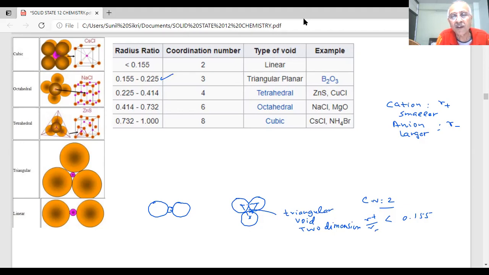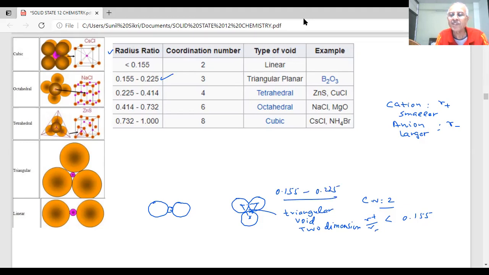The smaller ions, the positive ions, most of the time cations, if they have a radius between these two limits, then they can fit into the triangular void. And if the radius goes beyond that, what is the limit of this radius ratio? I have shown it. Important point, note it down. Here the radius ratio is 0.155 to 0.225, students.